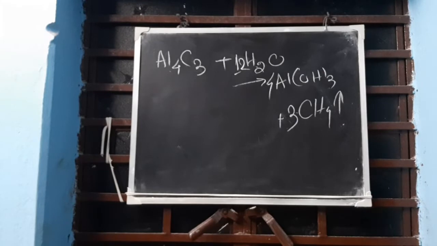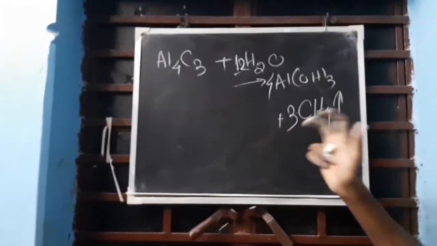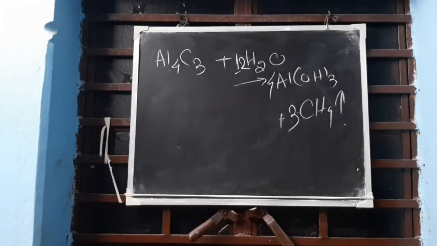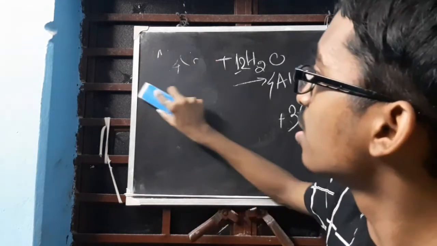Clear? So when water is added at room temperature to aluminum carbide, methane gas is produced. Understood or not understood? Okay, next.